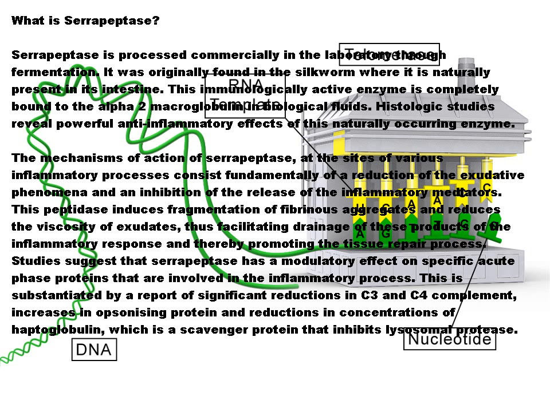Studies suggest that serrapeptase has a modulatory effect on specific acute phase proteins that are involved in the inflammatory process. This is substantiated by a report of significant reductions in C3 and C4 complement, increases in opsonizing protein and reductions in concentrations of haptoglobulin, which is a scavenger protein that inhibits lysosomal protease.